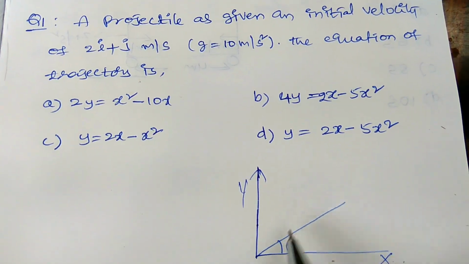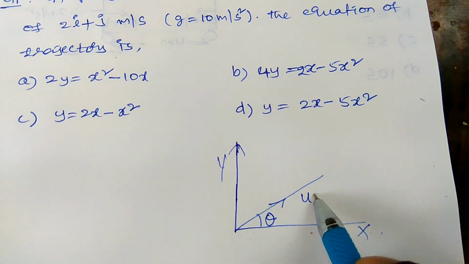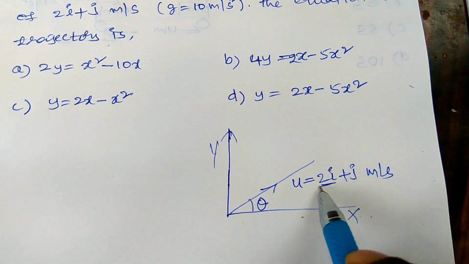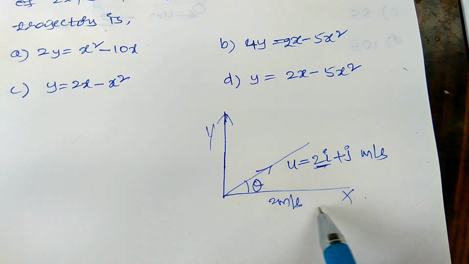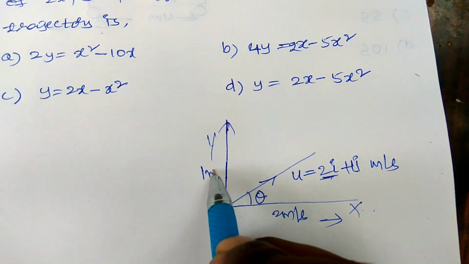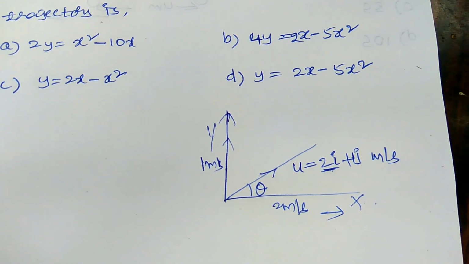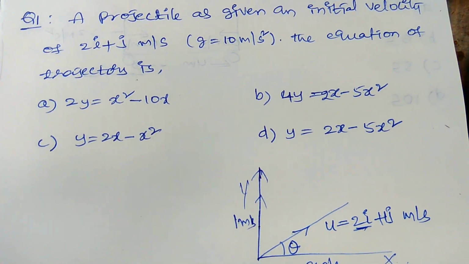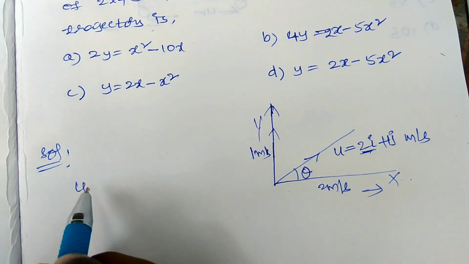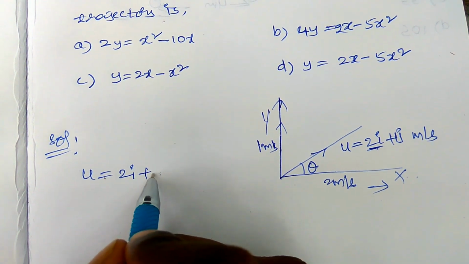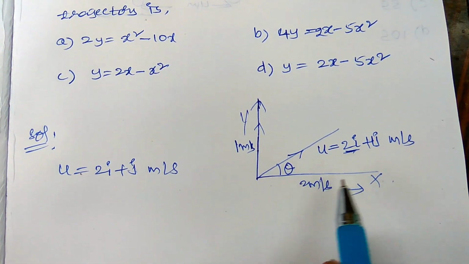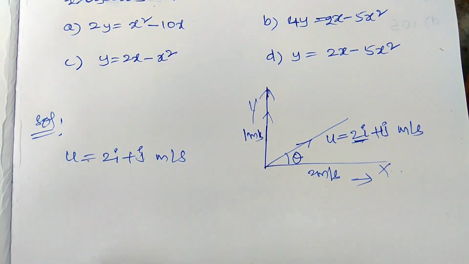So here the initial velocity u is equal to 2i plus j meter per second. So here 2i means 2 meter per second belongs to the x axis, and 1j, that is 1 meter per second, belongs to the y direction. So that's why we need to write, here the solution, the initial velocity u is equal to 2i plus j meter per second, and now we have to describe along the x axis and along the y axis.